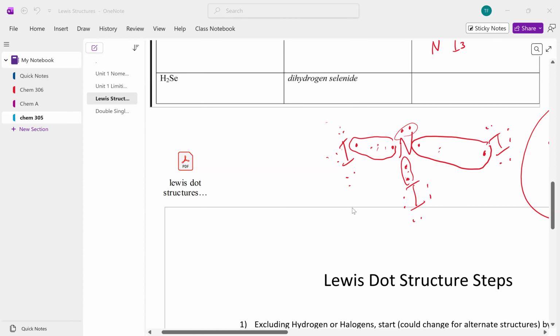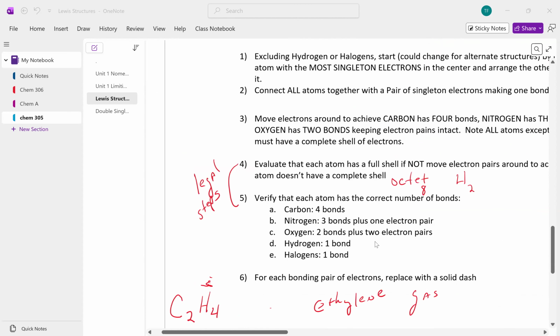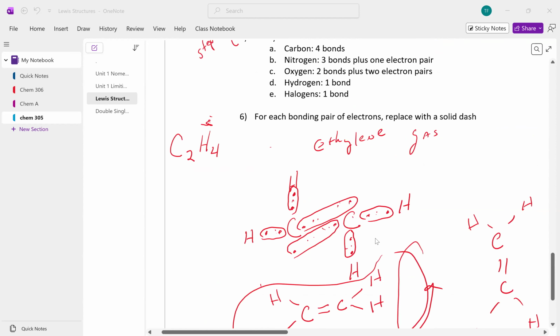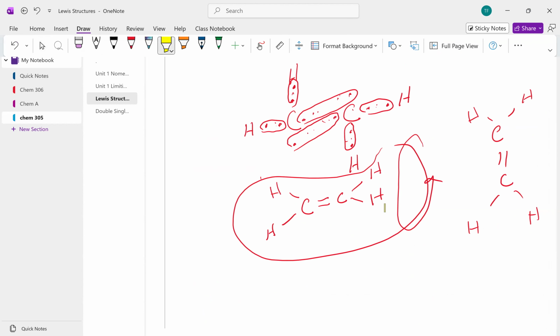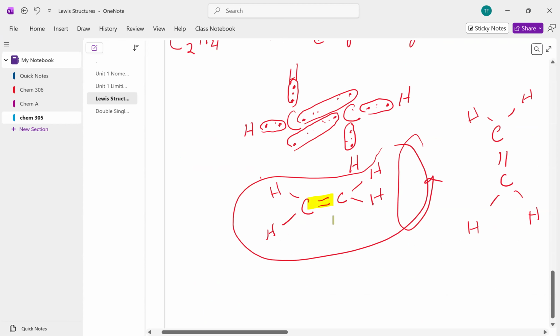Okay, so let's go on. By the way, this is called a double bond. This is called a double bond, single bond, and then also carbon can have a triple bond, and so can nitrogen. As long as carbon adds up to 4, for this carbon on the left, we have 1 plus 1 plus 2 is 4.